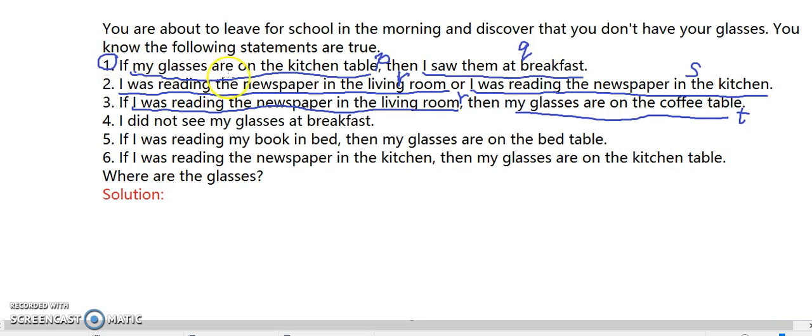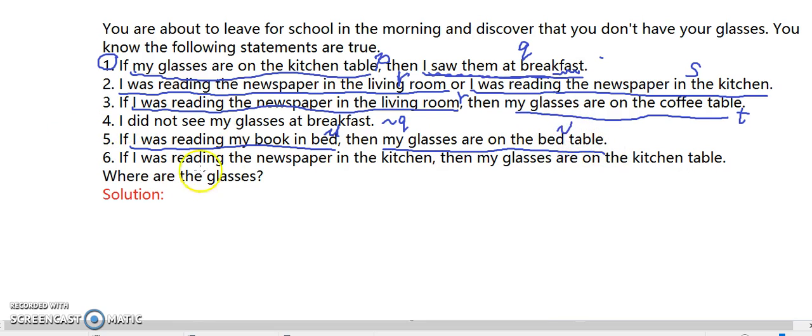Number 4, I did not see my glasses at breakfast. We don't need to make this number 4 a new one either because we have statement Q here, which is I saw them at breakfast. So I did not see them at breakfast. That would be the negation of Q. Okay, and next, number 5. If I was reading my book in bed, and this is a new statement, let's call this one U. Then my glasses are on the bed table, and that's also a new simple statement. Let's call it a V.